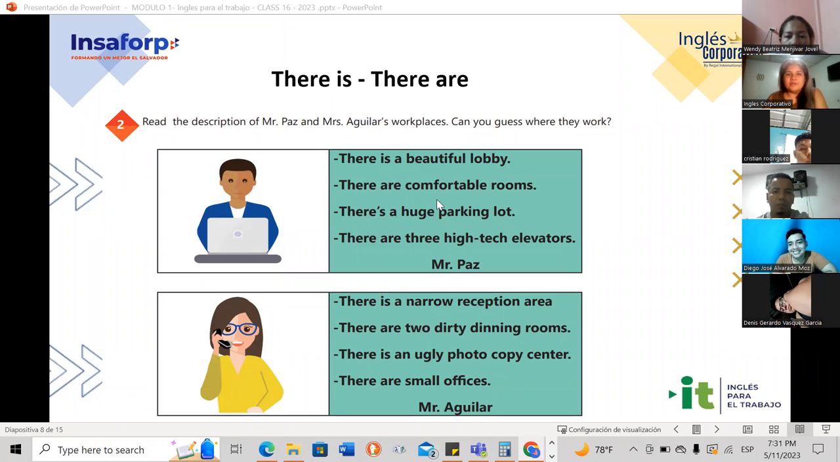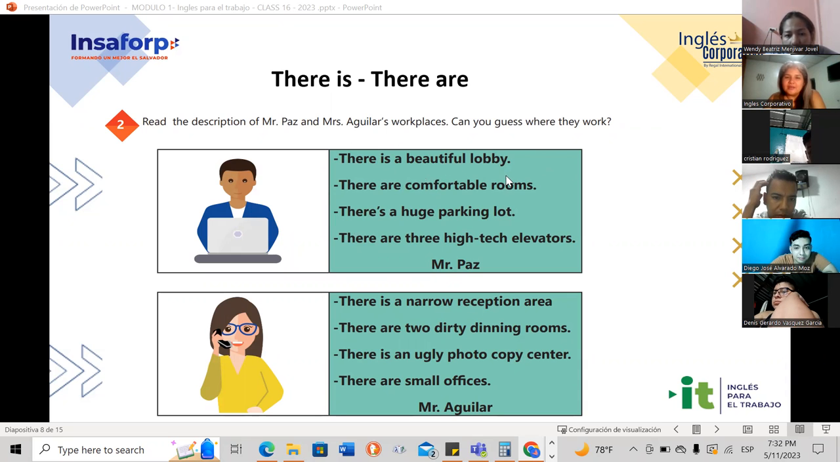There are comfortable rooms. Okay, there is a huge parking lot. Huge. Huge parking lot. And there are three high-tech elevators. Mr. Pass, can you guess where does he work? ¿Pueden ustedes adivinar dónde él trabaja?